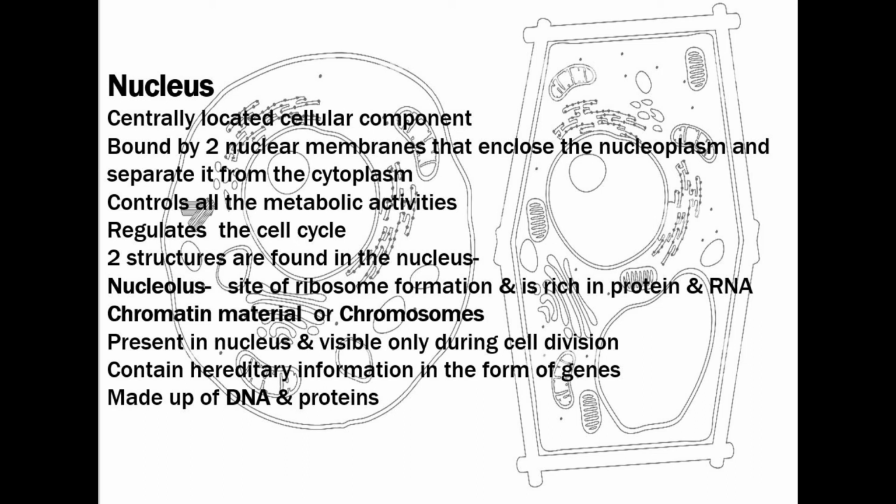So where does he get all those things? Those traits of genetic resemblance come from chromatin material only. They come from chromosomes only, and this is made of DNA and proteins. So the nucleolus is made of RNA and protein, and chromatin material is made of DNA and proteins.